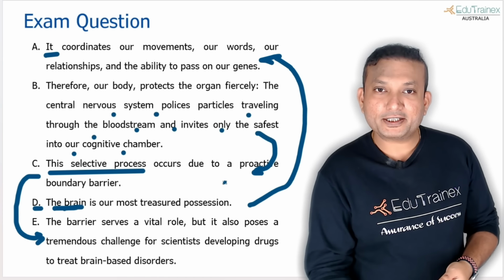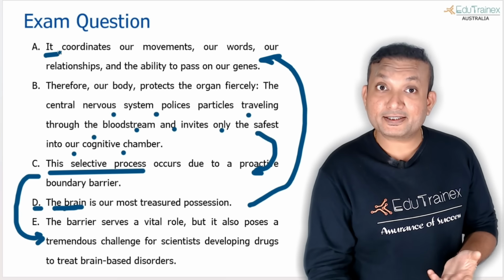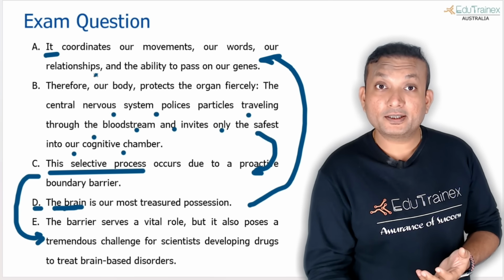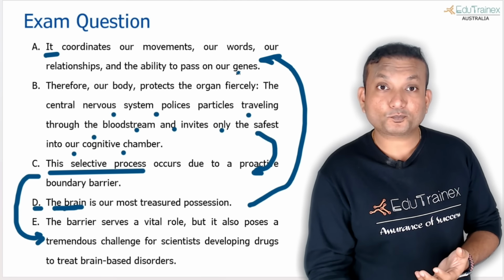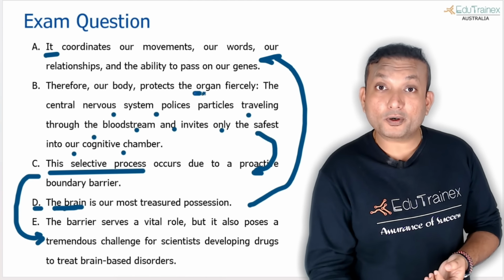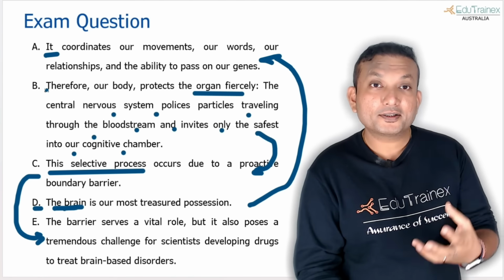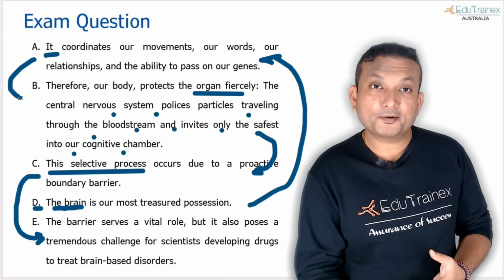So first sentence, we found out the brain is our most treasured possession. Second sentence, it coordinates our movements, relationships and the ability. Now the third sentence will be, therefore our body protects the organ fiercely. Which organ is it talking about? It is still talking about the brain.